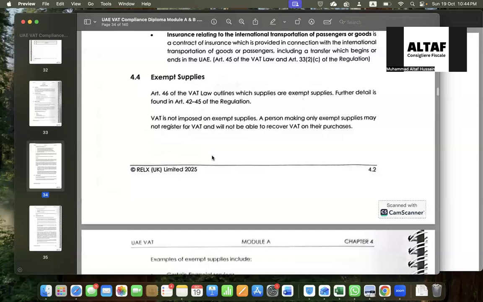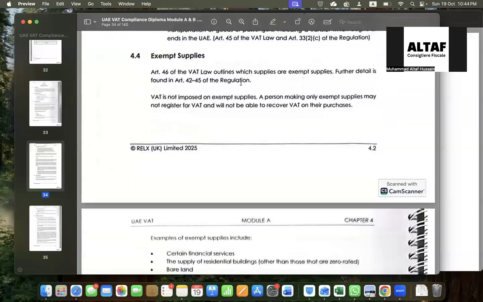Now we come to the exempt supplies. So Article 46 of the VAT law outlines which supplies are exempt supplies. Further detail is found in Article 42 to 45 of the regulation. VAT is not imposed on exempt supplies. So naturally, in case of these supplies, we don't charge VAT, but there's bad news also.